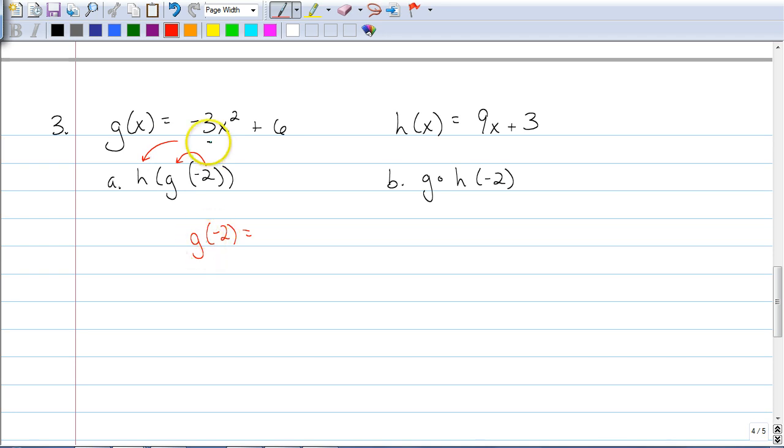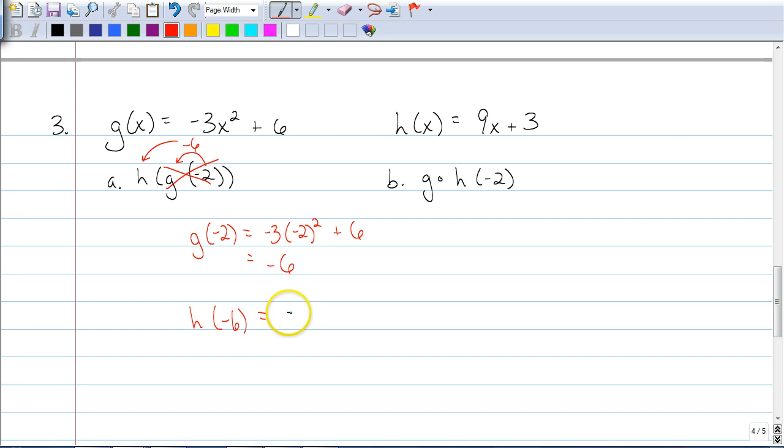So negative 2, when I put it inside of function g, that's going to be negative 3 times negative 2 being squared plus 6. So it's important when you put this in your calculator to put the negative inside of parentheses. Or we could do it without a calculator and say negative 2 when you square it is a positive 4, times negative 3 is negative 12. And negative 12 plus 6 is negative 6. Again, that's not your final answer. That's just our first part. Now I'm going to put negative 6 inside of function h.